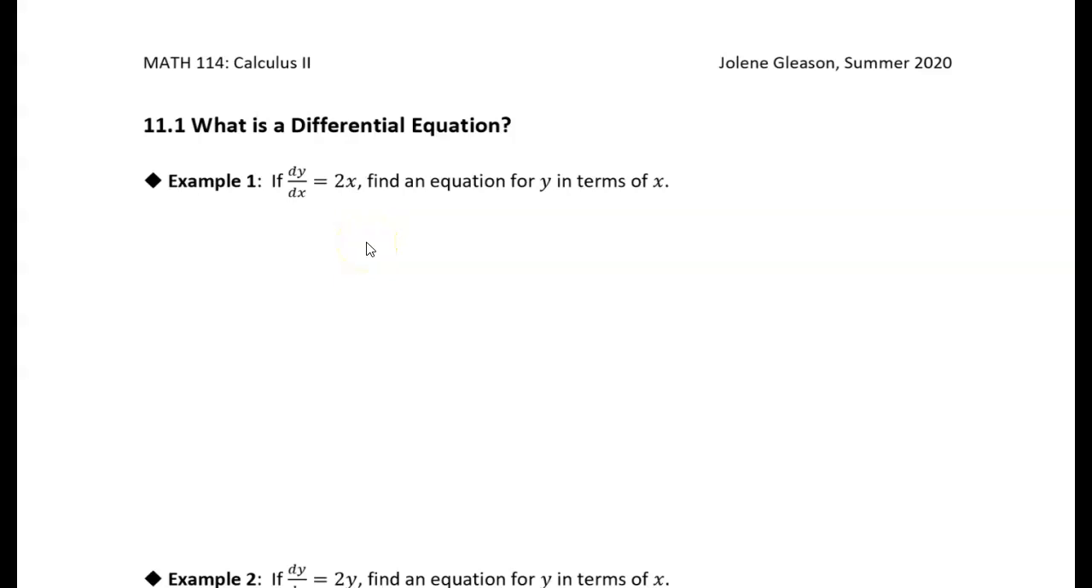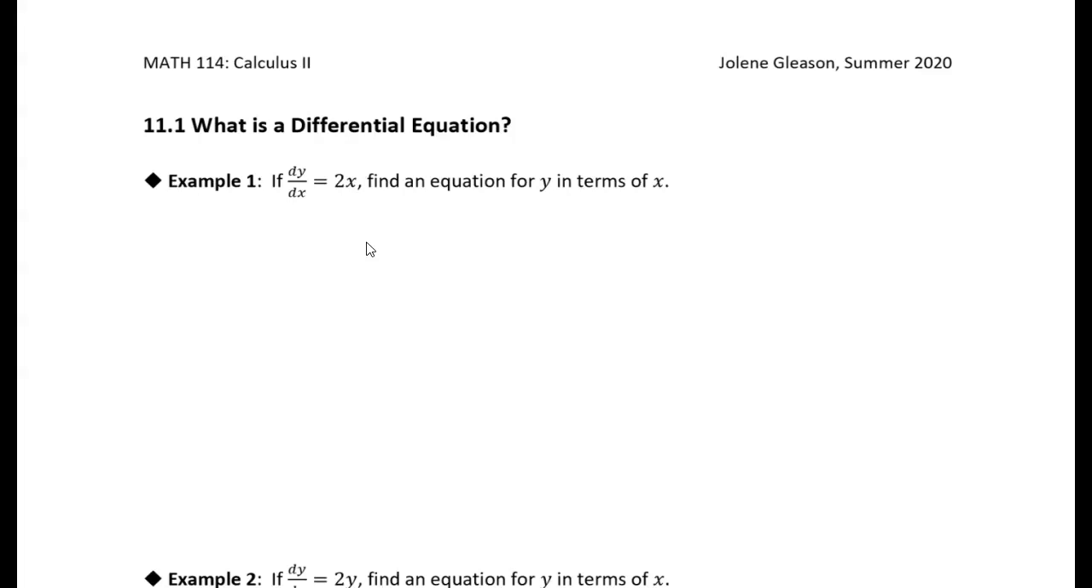What if I gave you an equation? This equation, dy/dx, the derivative of y with respect to x, is 2x. And I asked you to find an equation for y in terms of x. So we're given the derivative, and we're asked to find the equation for y. You know how to do this.